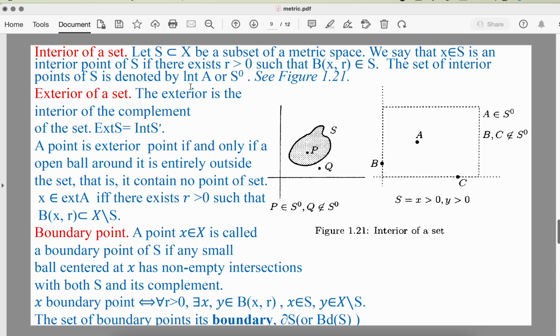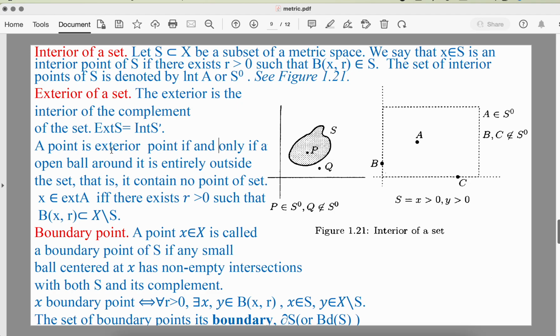And for the exterior of a set, the exterior is the interior of the complement of the set. It means the exterior of S is the interior of S complement.